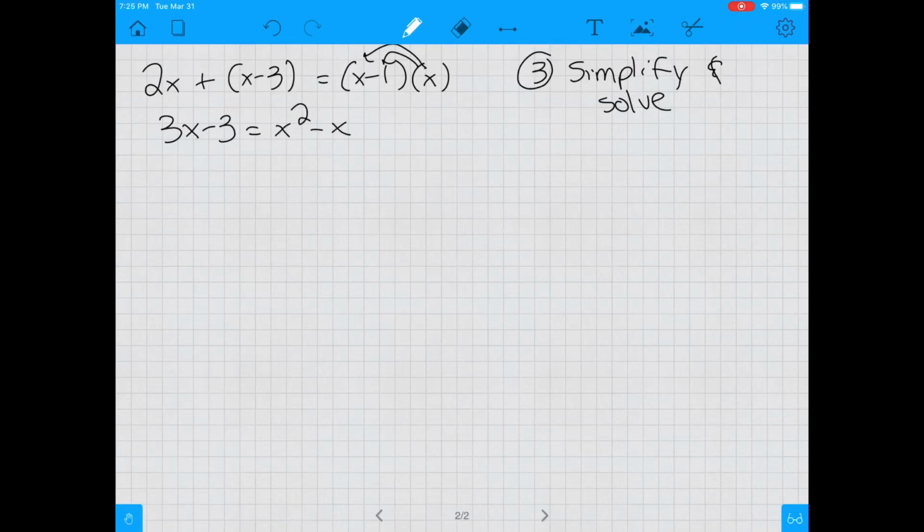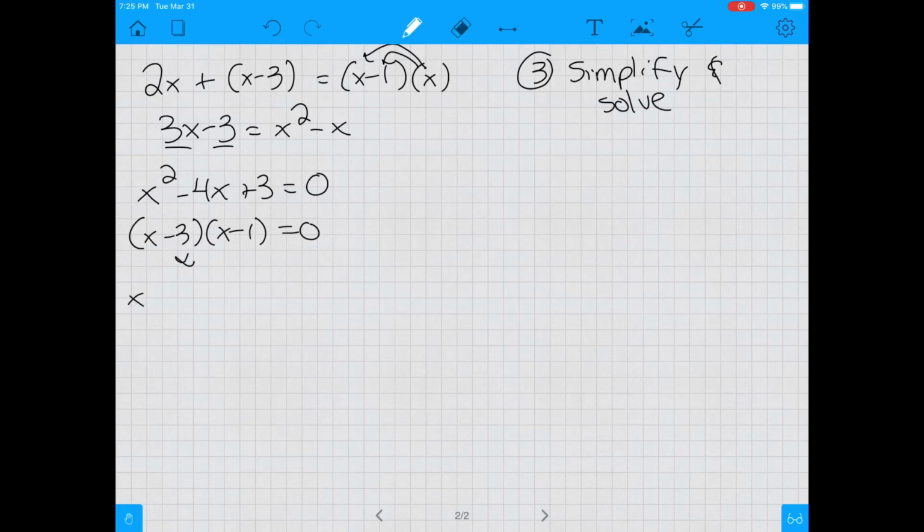Now, again, if you remember, to solve a quadratic, I want to make it equal to 0. This one's going to be factorable. So if I move the 3x and the negative 3 to the other side, I get x squared minus 4x plus 3 equals 0. I can factor this now into x minus 3 times x minus 1, which then gives me two solutions. I get x equals 3 or x equals 1, which is great.